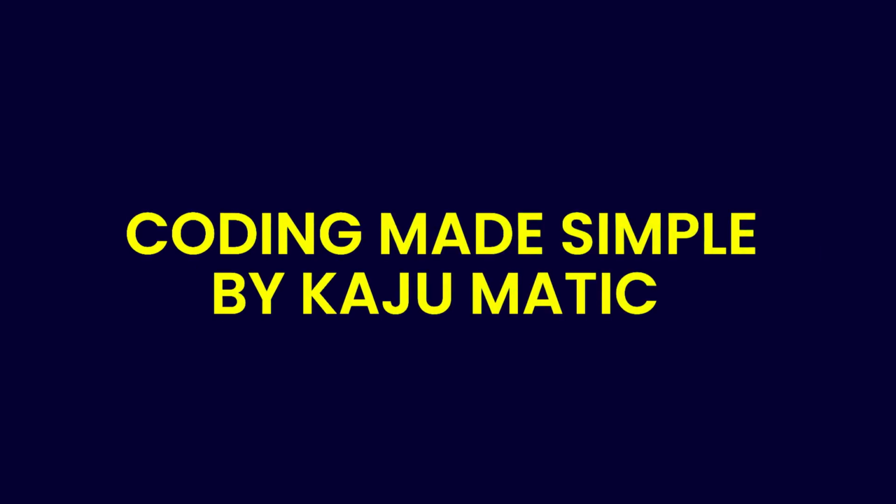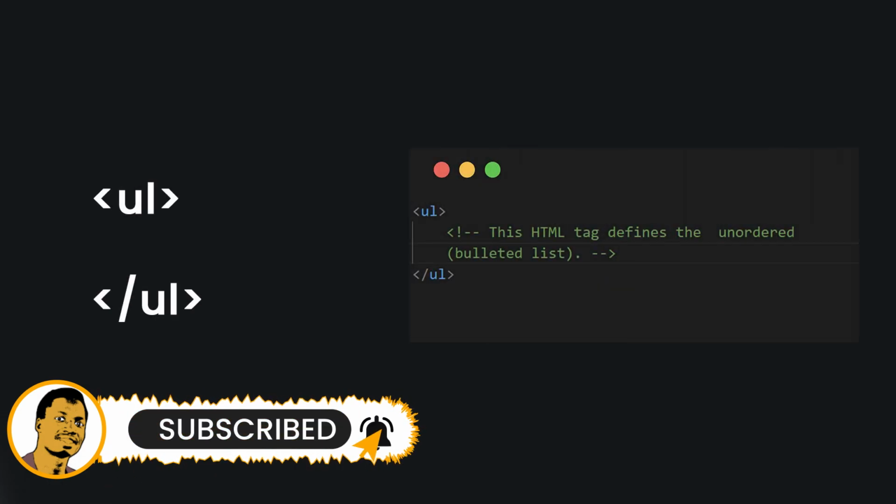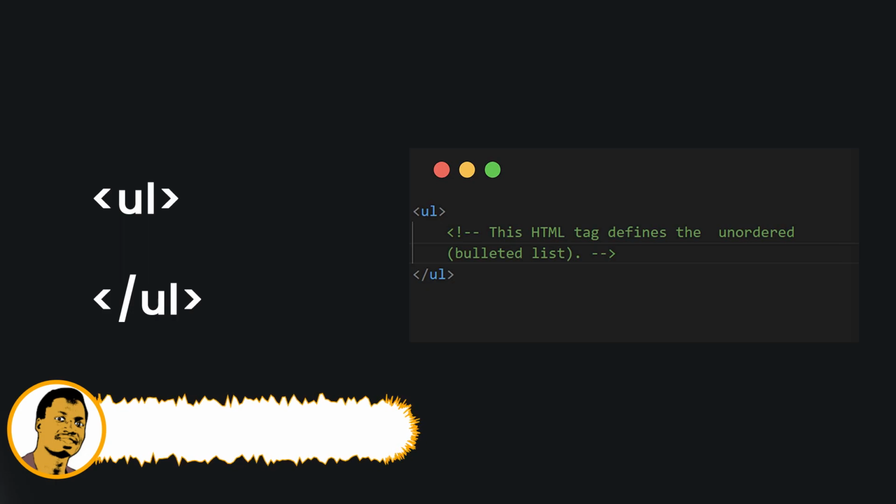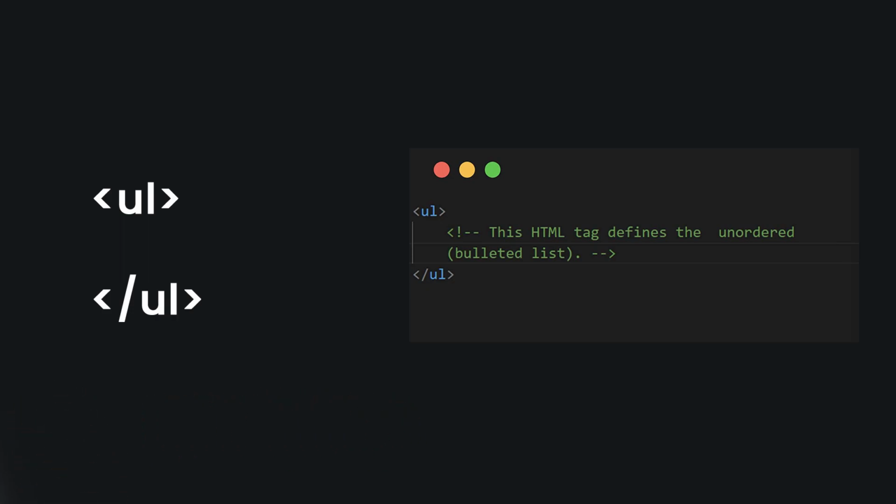And then the second part of a navigation menu is the navigation link. So in order to come up with the navigation links, we need to use an HTML5 tag that we call the UL. This HTML tag defines the unordered lists, or what we normally look at as the bulleted lists.